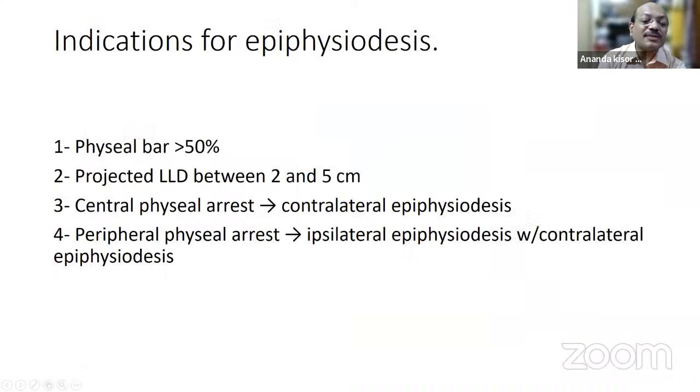This is the last slide, I think, of today. So you have to indicate what are the indications of epiphysiodesis. I have already told: if the physeal bar mapping suggests more than 50% is involved, you have to go by epiphysiodesis. Now, if it is a limb length discrepancy of 2 to 5 centimeters, we can correct it with the help of epiphysiodesis. Now, if it is a central physeal arrest, we go by contralateral epiphysiodesis so that we can control the limb length discrepancy. If it is a peripheral physeal arrest, then ipsilateral epiphysiodesis.